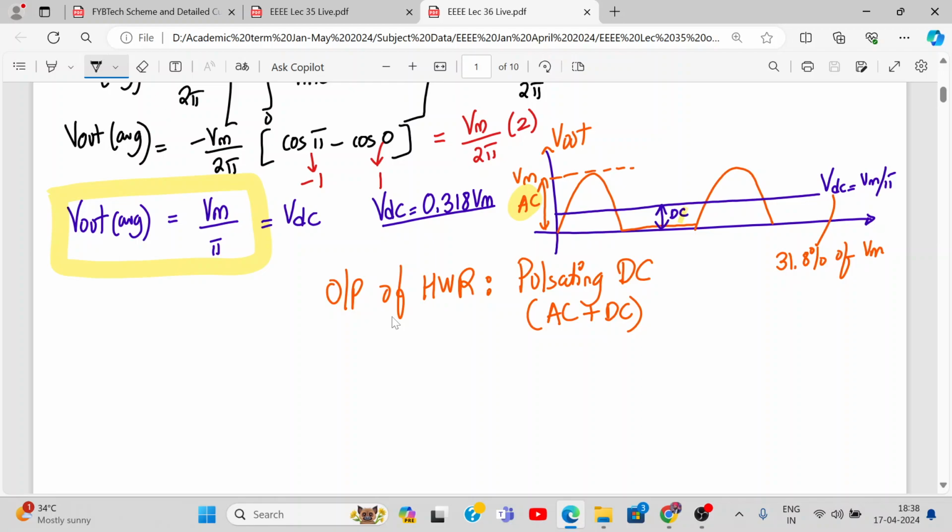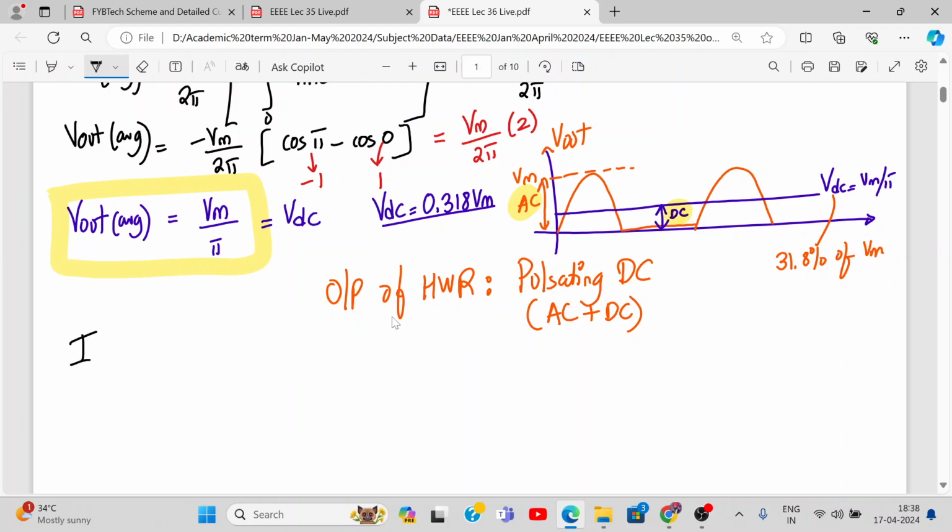Now, I hope it is clear now. My output is pulsating DC. That means it contains a DC component in the form of average value and an AC component in the form of the peak value. And we don't want the AC component. We only want the DC component.